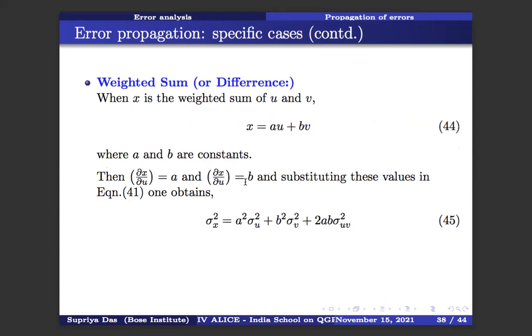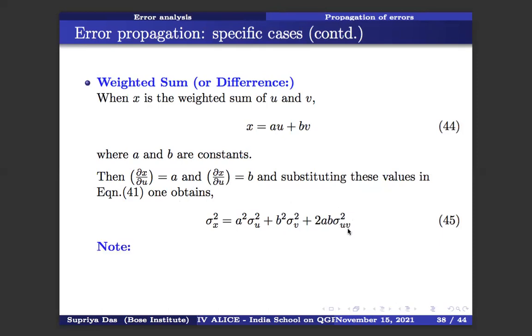By substituting these values in equation 41, which is the general error propagation equation, you have to keep equation 41 in mind always, by heart. That is the general equation for error propagation, which gives you sigma x square equal to a square sigma u square plus b square sigma v square plus 2ab sigma square uv. Once again, this term matters only when the measurements in u and v are correlated.